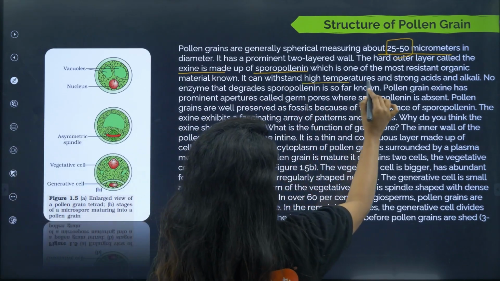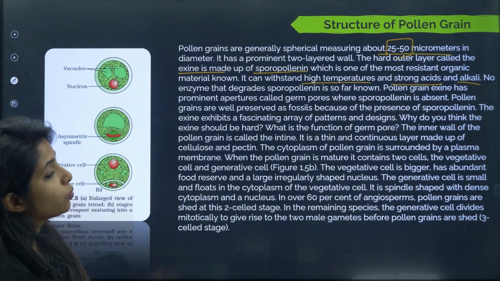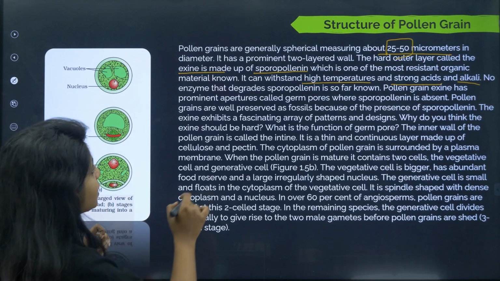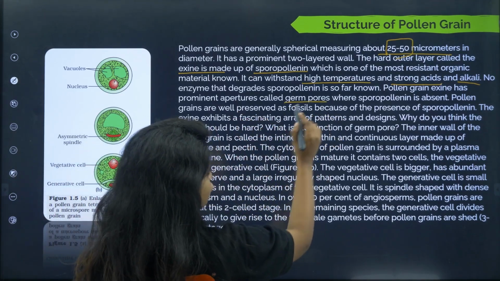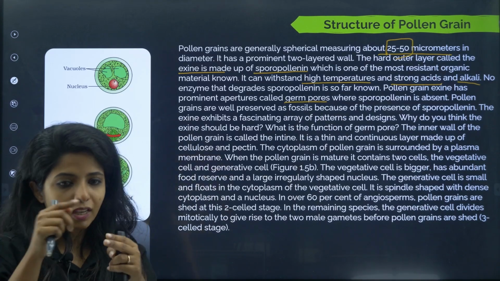It can withstand high temperatures and strong acids and alkali. No enzyme that degrades sporopollenin is so far known. So that is the most important thing. The pollen grain's exine has prominent apertures, as in holes. What do you call this? Germ pores, where sporopollenin is absent. So here sporopollenin won't be there, which is why there will be a pore.